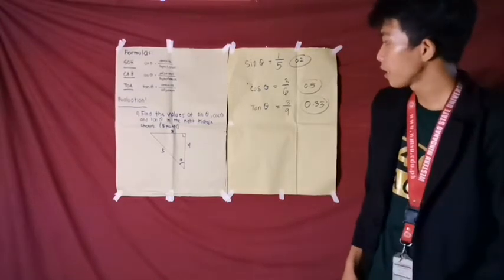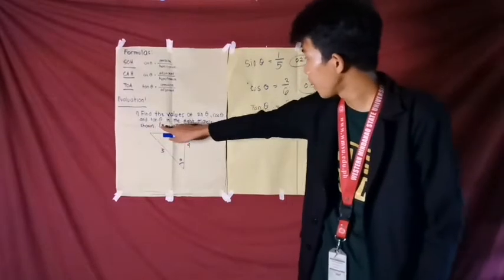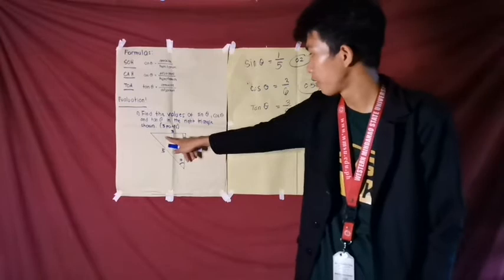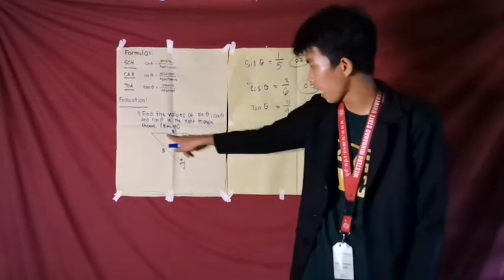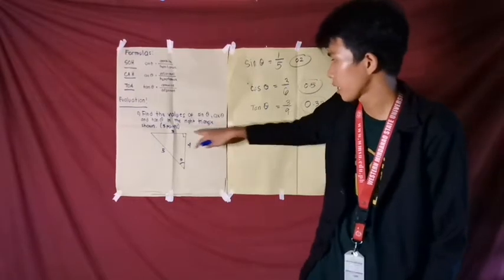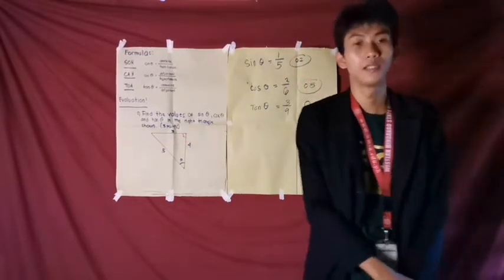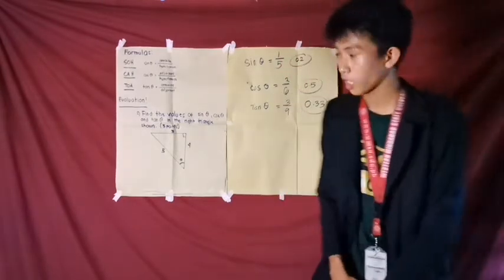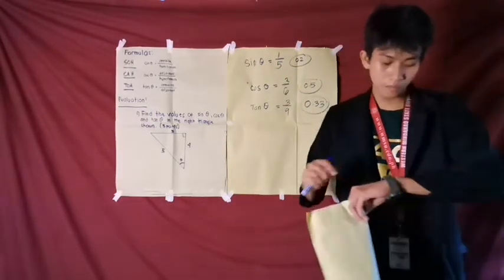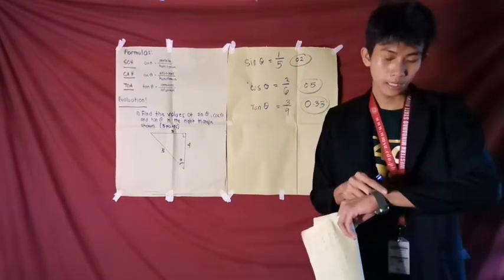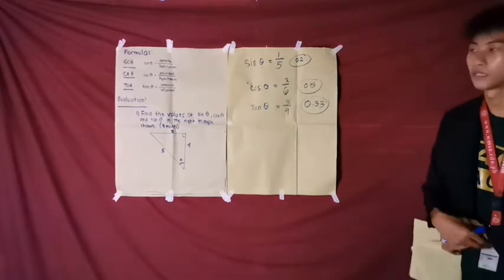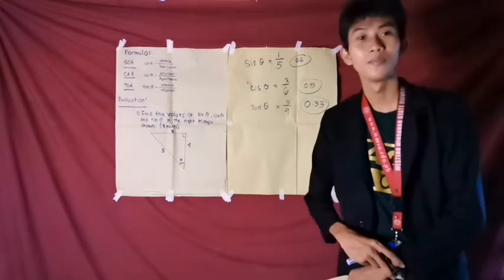My evaluation is to find the values of sin, cos, and tan in the right triangle shown. 5 points. This is our right triangle. Find the value of the sin, cos, and tan in the right triangle. Okay, class, you may now start on a half sheet of paper. I will give you 5 minutes. This is too easy, class.